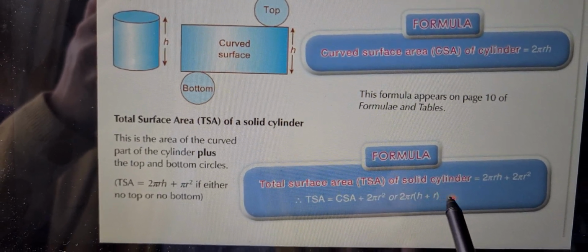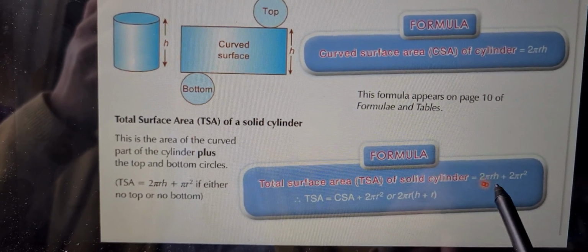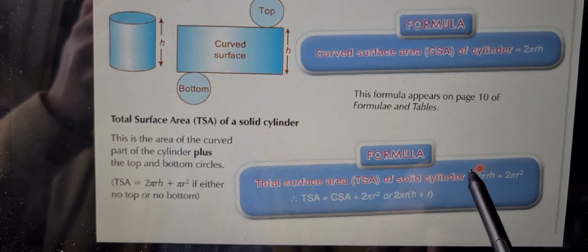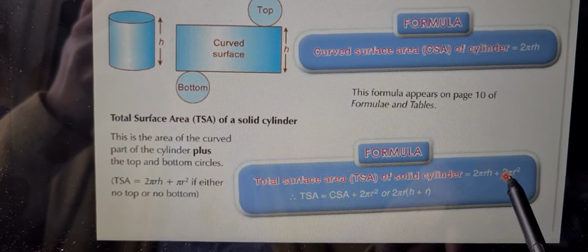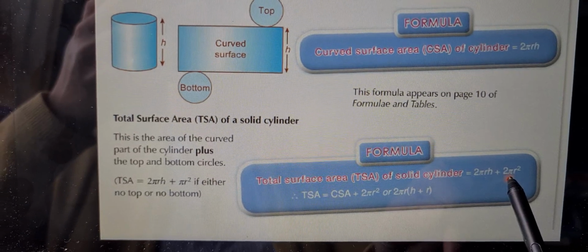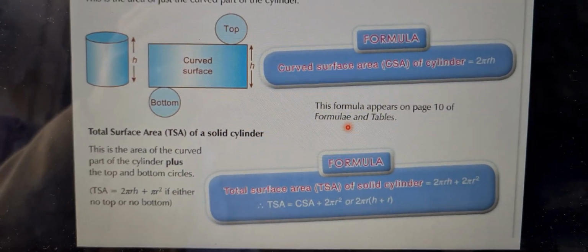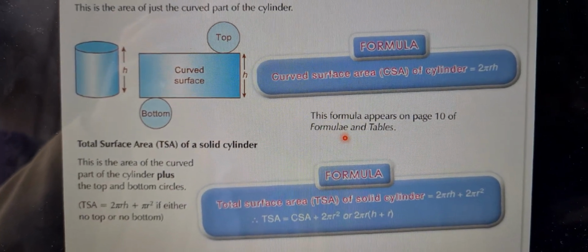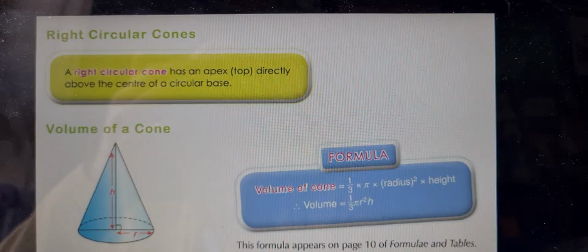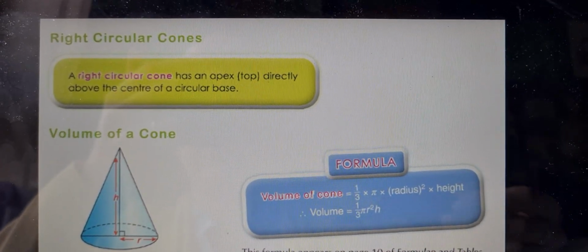You don't need to bother doing that. Just leave it as that formula there: 2 pi r h, curved surface area, plus the area of 2 circles. And that will give you the total surface area of a cylinder. So always try and draw out the net of the shape to get a feel for what it is you're looking at.